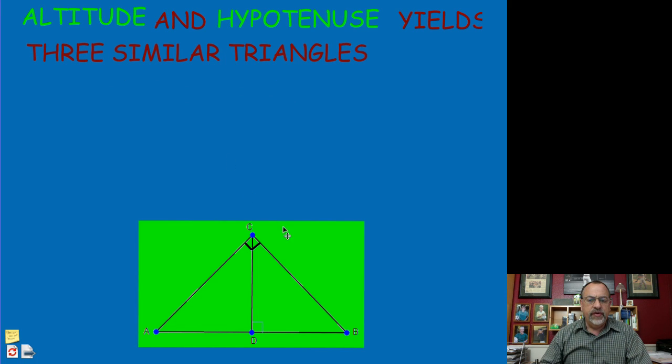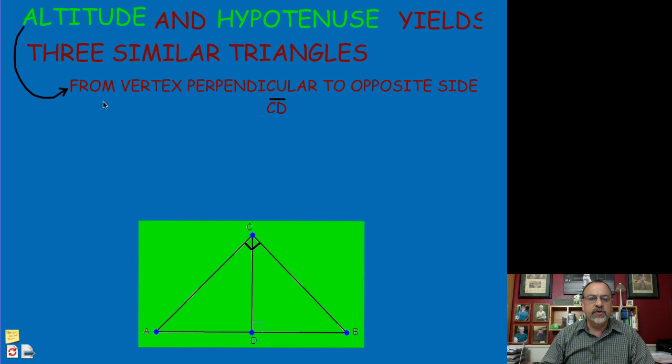Now, what we're going to do is begin with this right triangle, and we're going to draw an altitude to the hypotenuse of a right triangle. You remember an altitude goes from the vertex perpendicular to the opposite side, and the hypotenuse, you remember, is the side that's opposite the right angle.